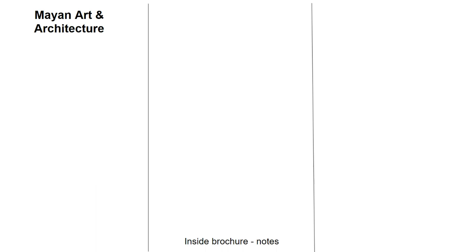When you have your piece of paper, create your official brochure. I want you to label the inside. The first one on the left, I want you to put Mayan art and architecture. Architecture is like the buildings they have. The middle section should be Mayan facts. And the final section is Mayan academics.